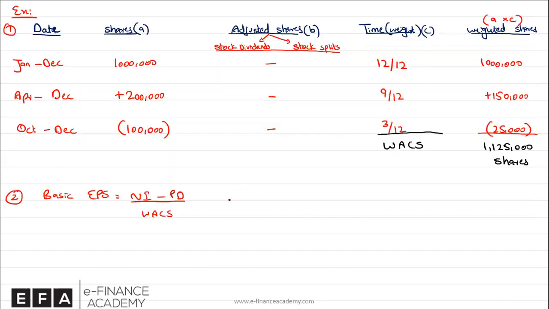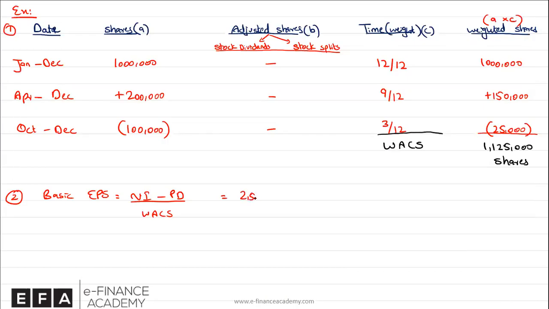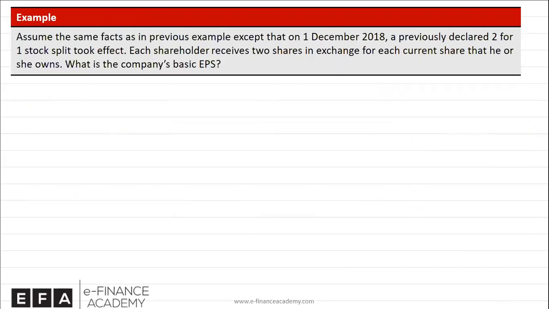So all we're going to say is net income of 2.5 million minus 200,000, which is preferred dividend, divided by 1,125,000, and this should give us the answer of 2.04. That's your earnings per share, or basic earnings per share. All right, so let's look at the next example.